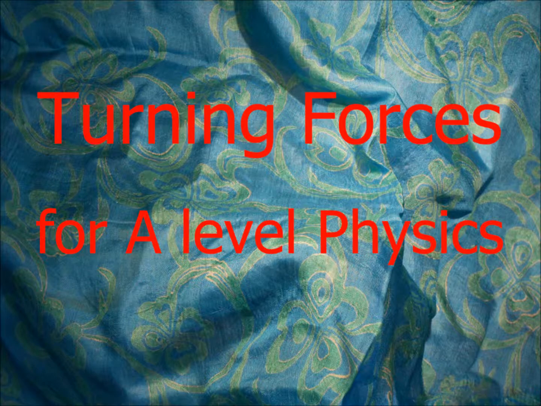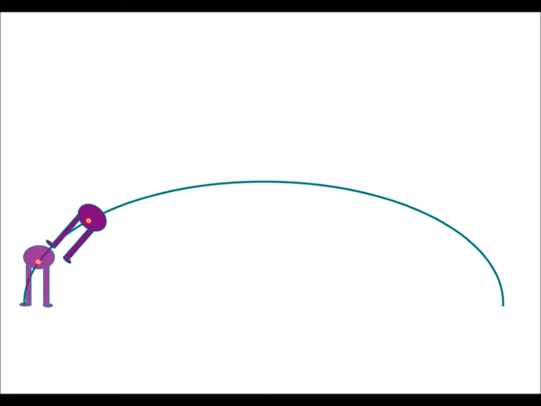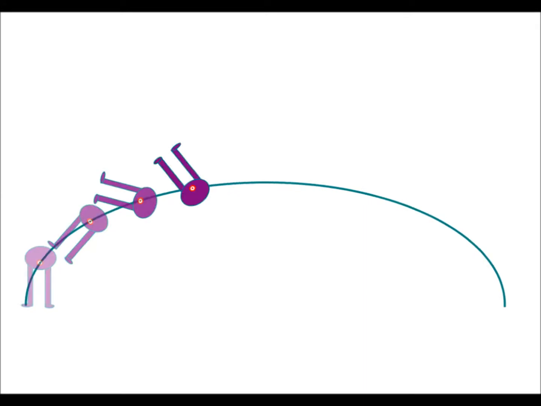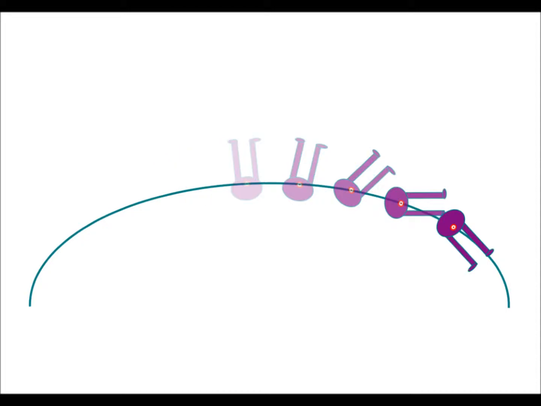Turning forces for A-level physics. The centre of mass of an object is the point where all the mass appears to be. It's where the weight appears to act. Centre of mass helps calculation of the motion of complicated shaped objects. The track of the centre of mass is a simple path with easy maths.